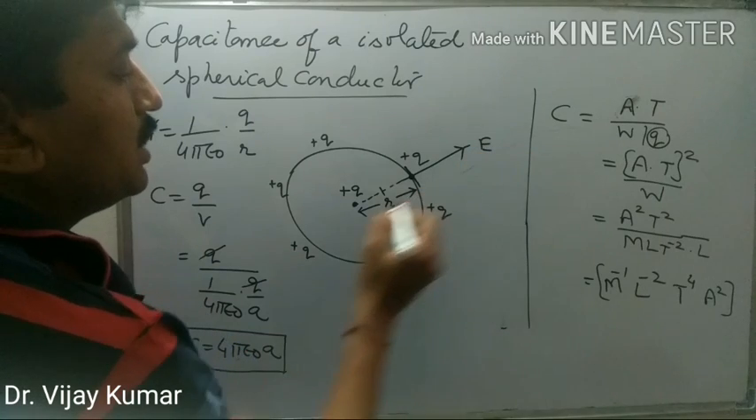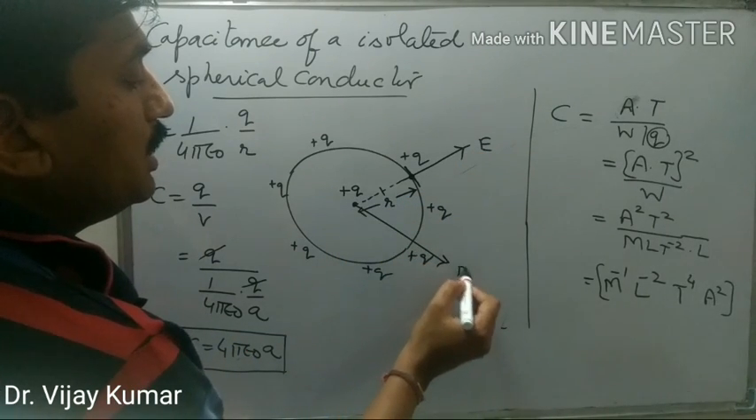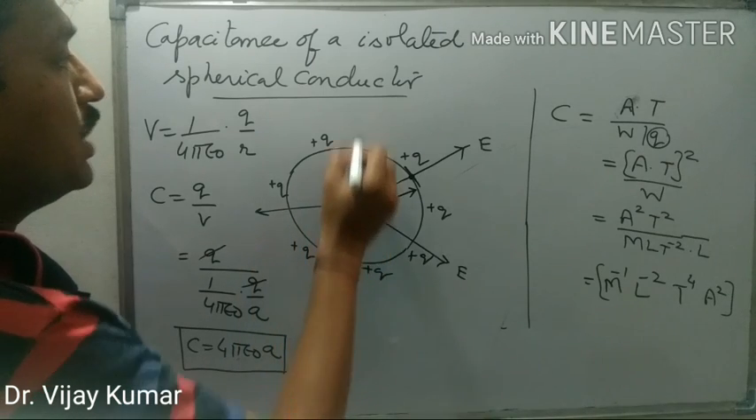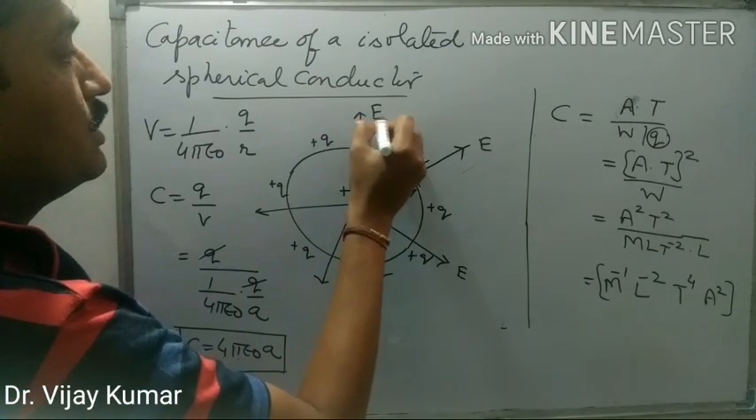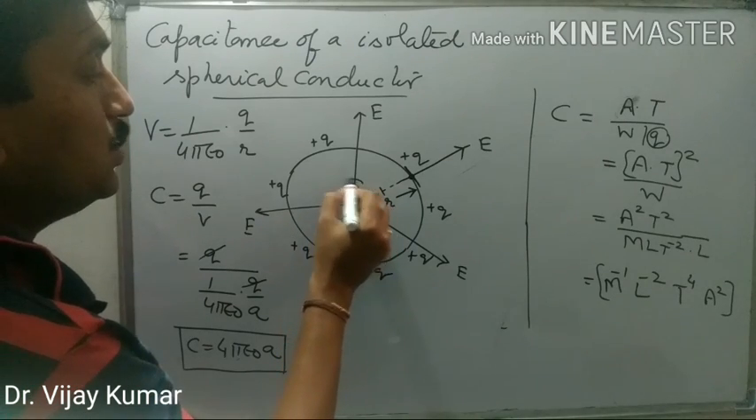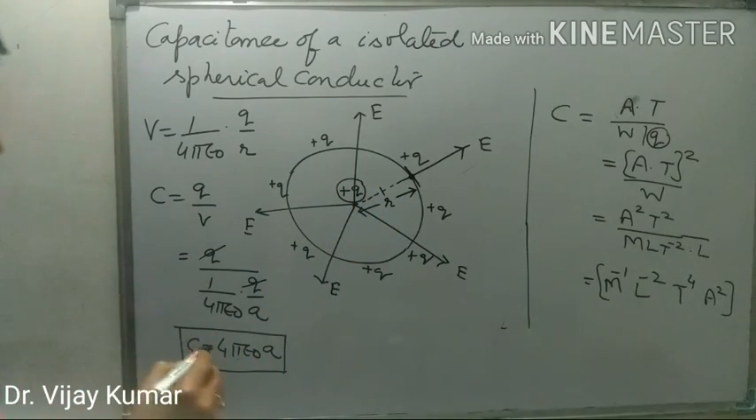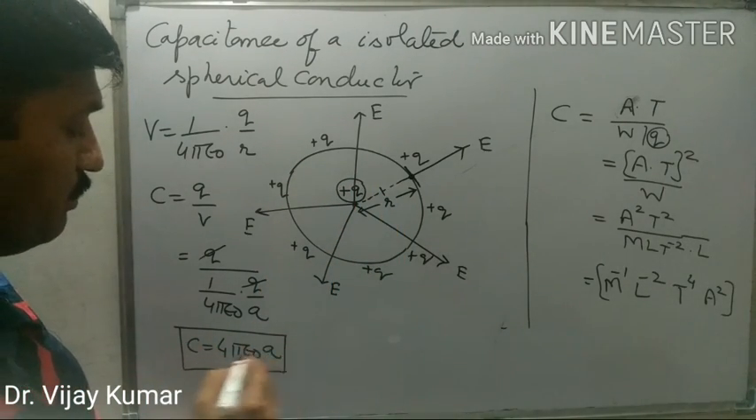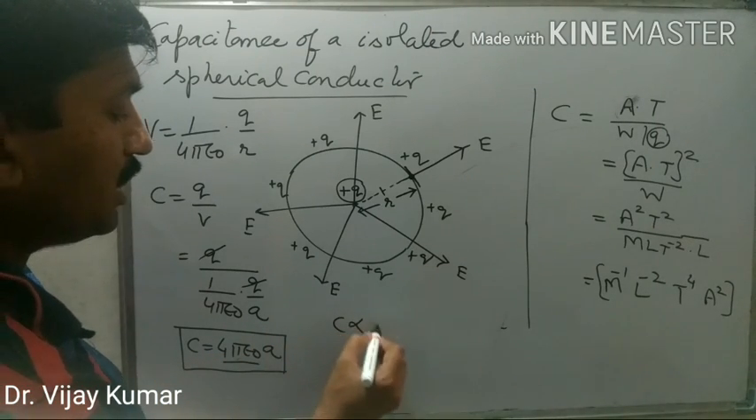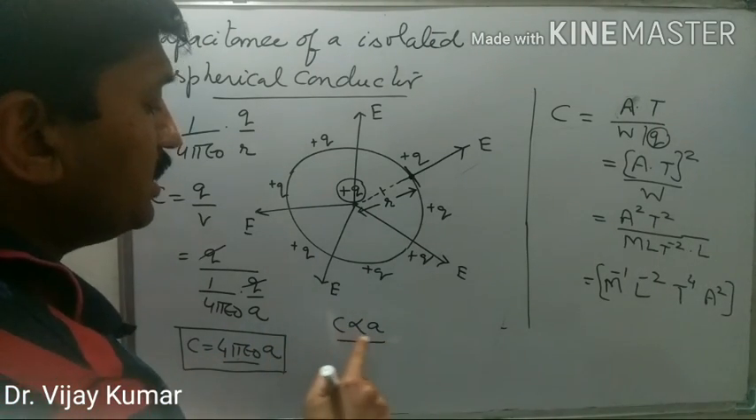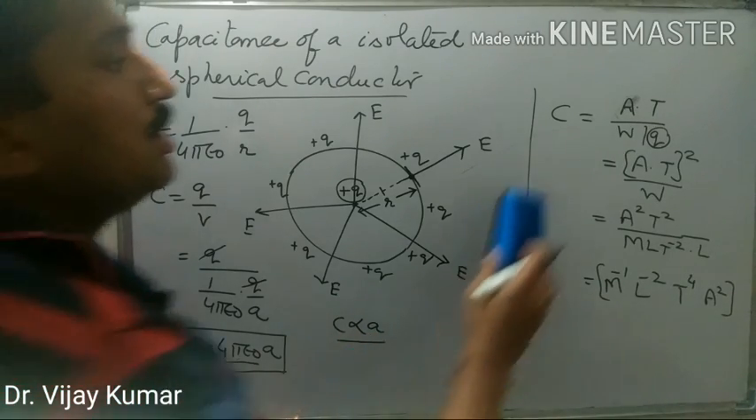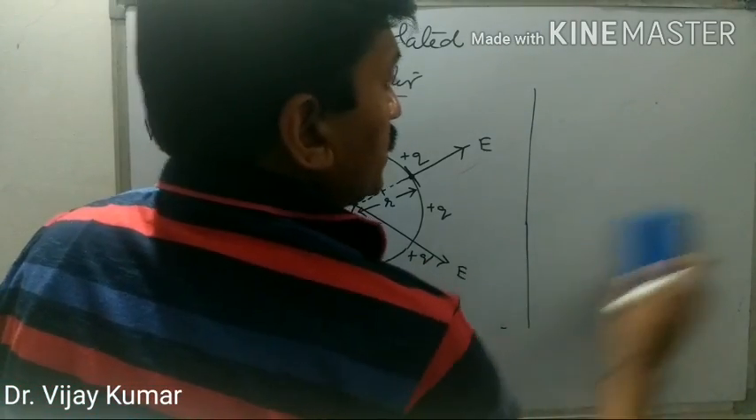This is the direction of electric field, and electric field will be always outside the sphere for plus Q charge. And from this formula we can see that 4 pi epsilon naught is constant, C is directly proportional to a. As the radius of the sphere is increased, capacity of the sphere is also increased.